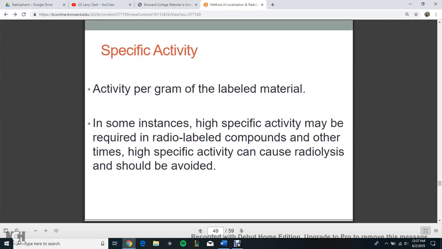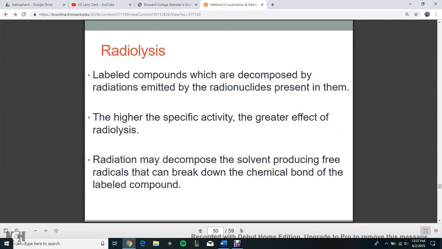Specific activity: activity per gram of the labeled material. In some instances, high specific activity may be required in radiolabeled compounds, and other times, high specific activity can cause radiolysis and should be avoided. Radiolysis: labeled compounds which are decomposed by radiations emitted by the radionuclides present in them. The higher the specific activity, the greater the effect of radiolysis. Radiation may decompose the solvent, producing free radicals that can break down the chemical bond of the labeled compound.